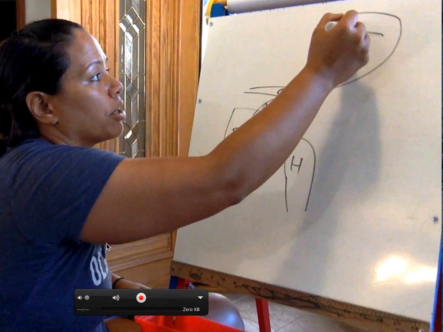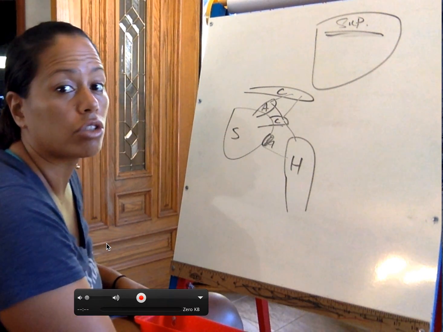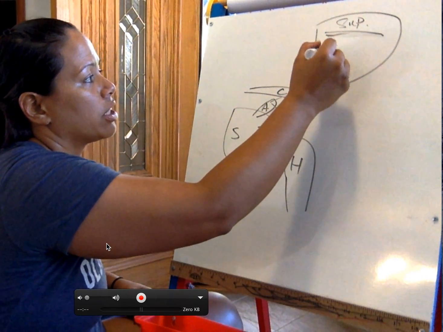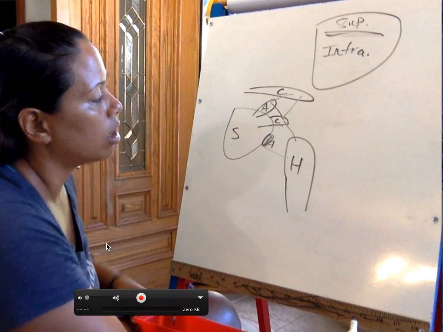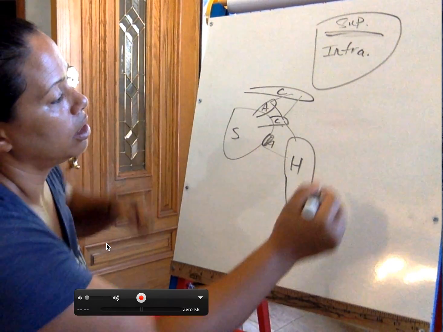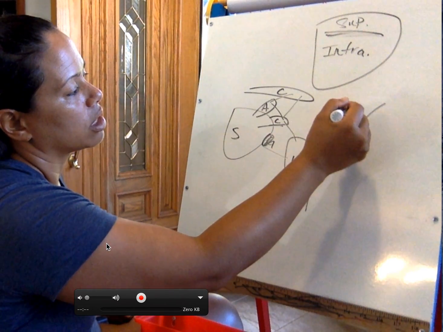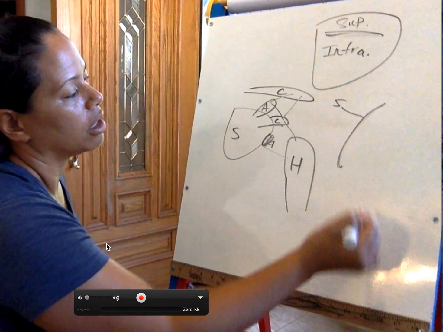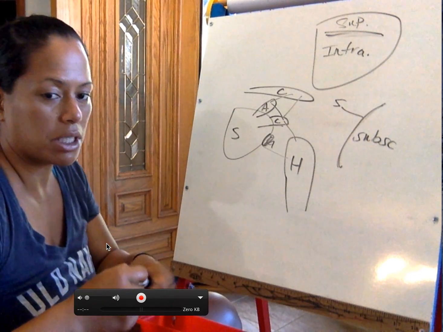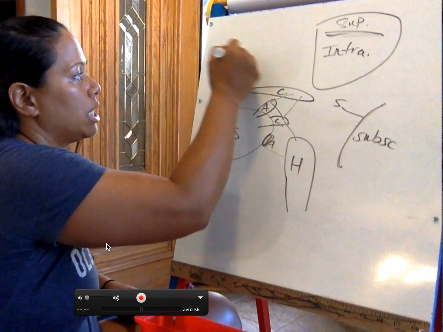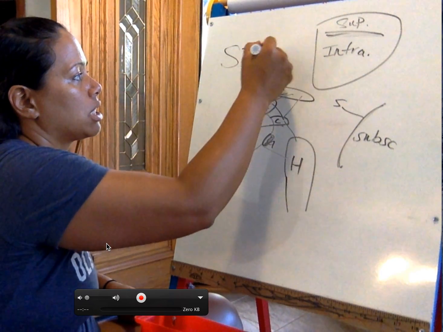Something above is supra, so I call it supraspinous or supraspinatus muscle. If this is below, it's called infraspinatus muscle. If I have a muscle that's on the underside of the scapula, right, if I draw it from this way, here's the spine, here's the scapula. If I have something under, I just call it subscapularis, right? That's the muscle. So let's go over it. It is a part of the SITS muscle.